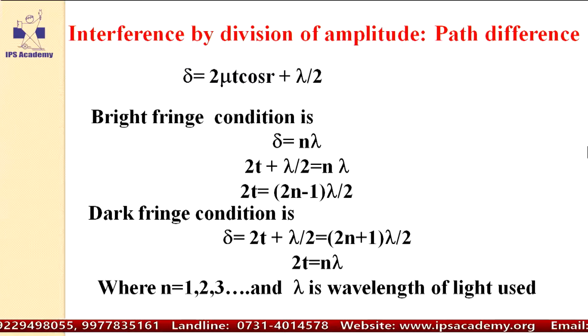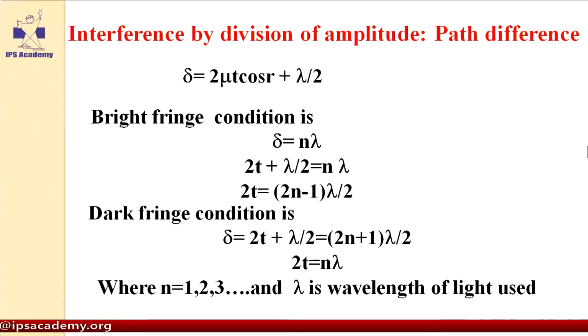Now we will calculate the condition of bright fringe, which means constructive interference, and the condition of dark fringe, that is destructive interference. I have told you earlier that when light falls normally on any medium, the angle of refraction is always 0. So in the equation delta equals 2 mu t cos r, r will be equal to 0. So cos r will be 1. So 2 mu t plus lambda by 2 will be the path difference.